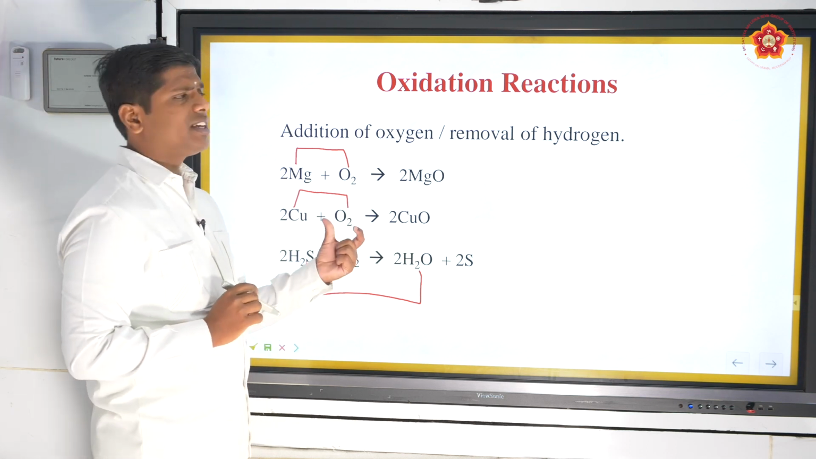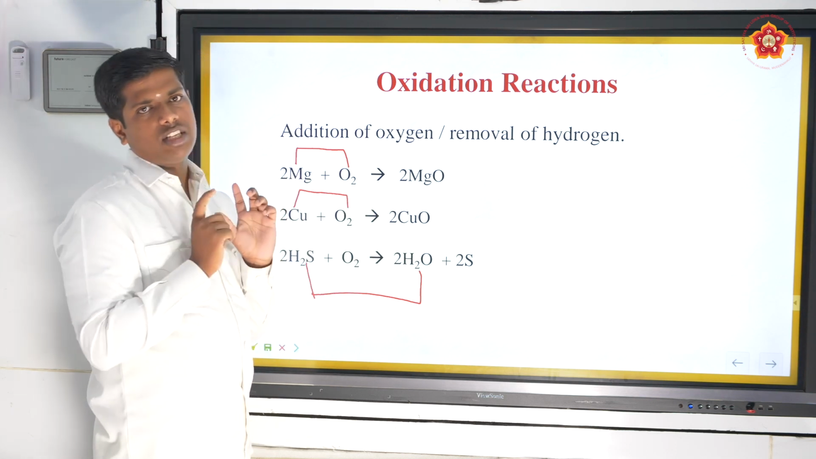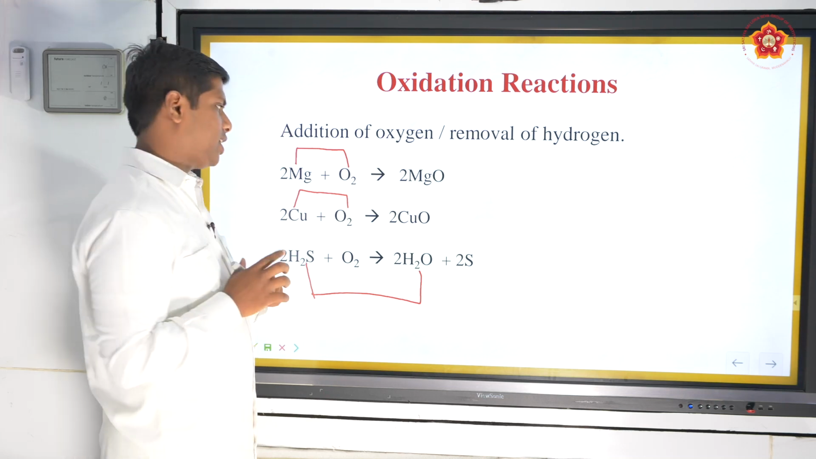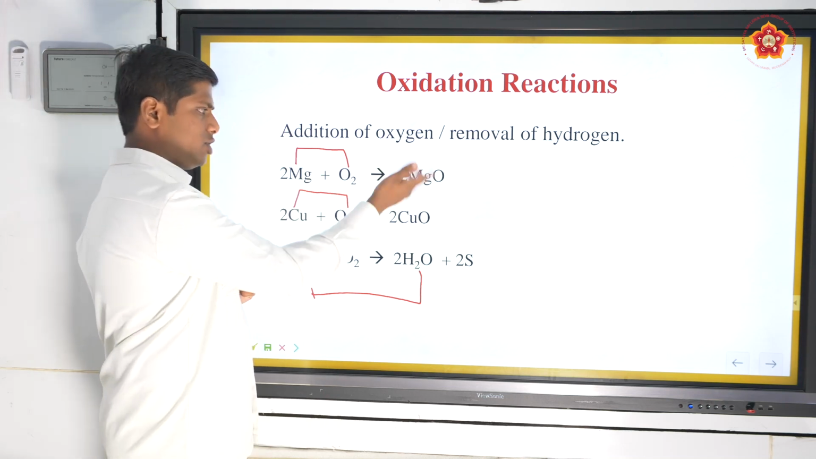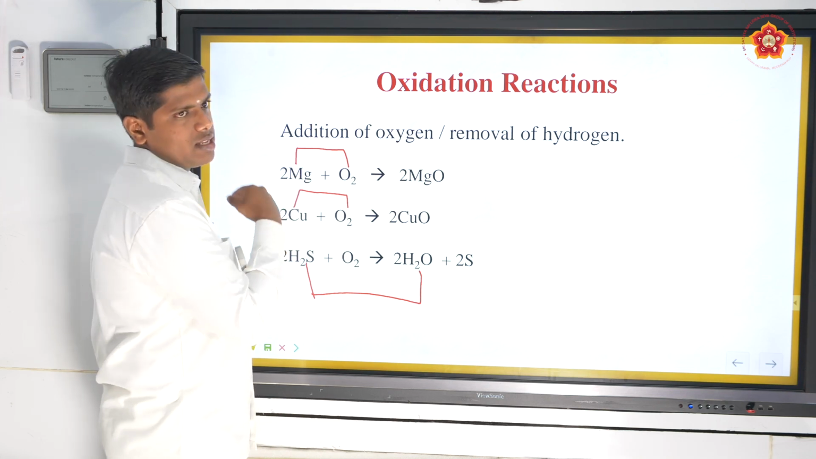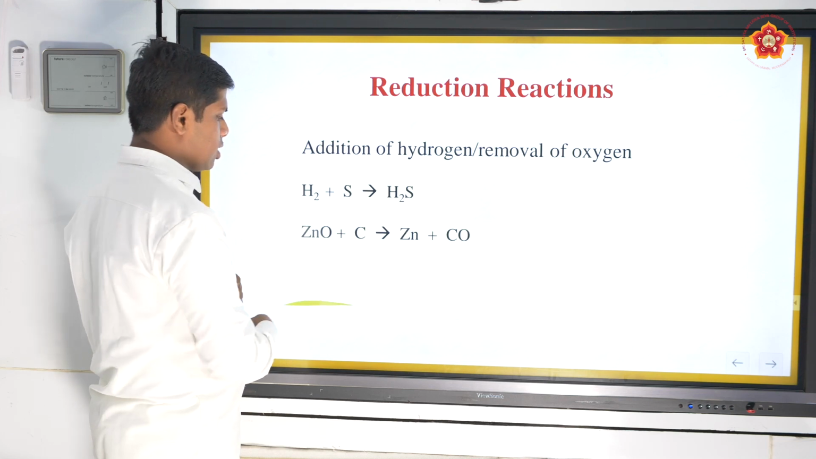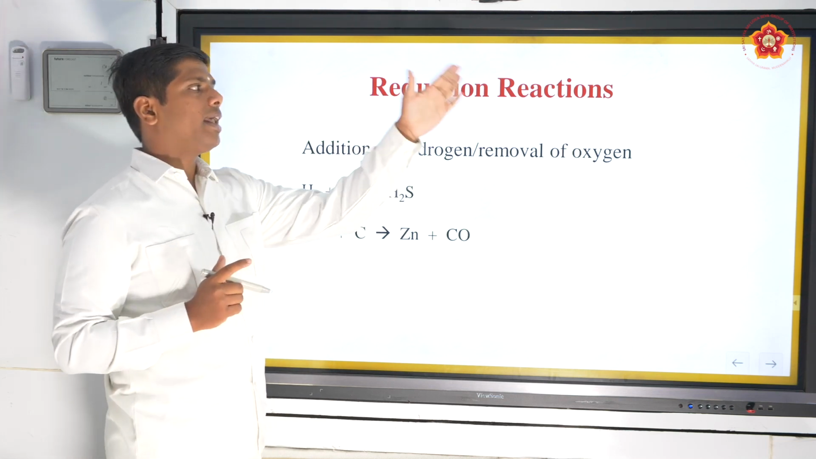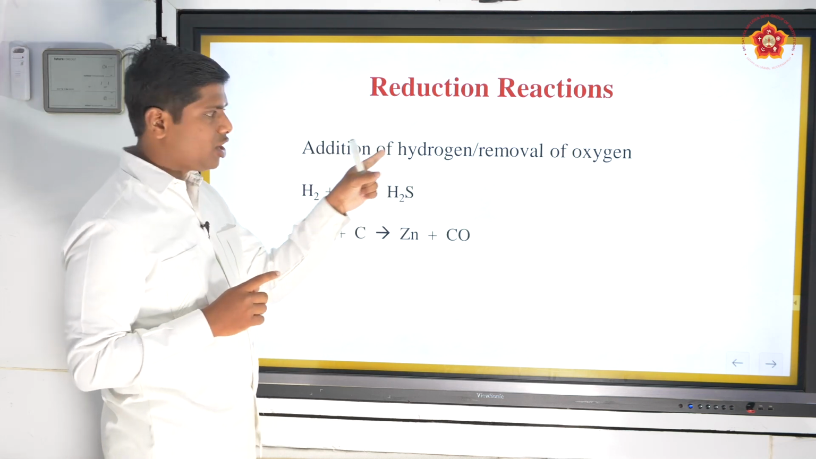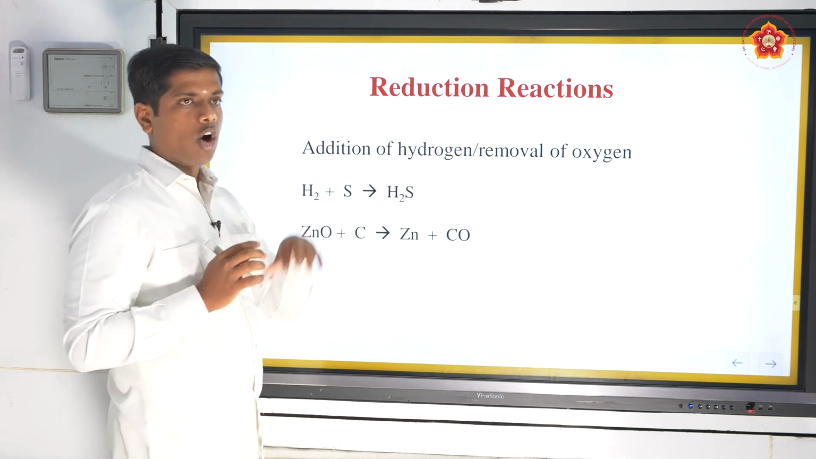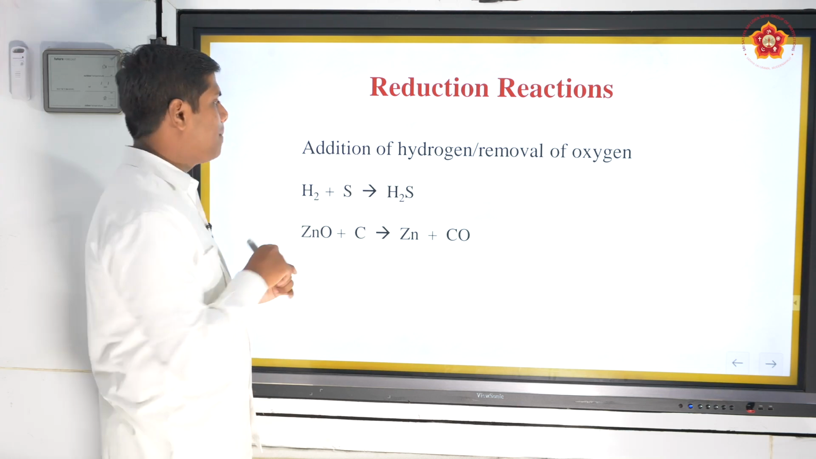See, oxidation means addition of oxygen or removal of hydrogen. These are oxidation reactions: magnesium is oxidized to magnesium oxide, copper is oxidized to copper oxide. Let us look at reduction reactions, meaning addition of hydrogen or removal of oxygen. It is vice versa. Oxidation and reduction are vice versa.